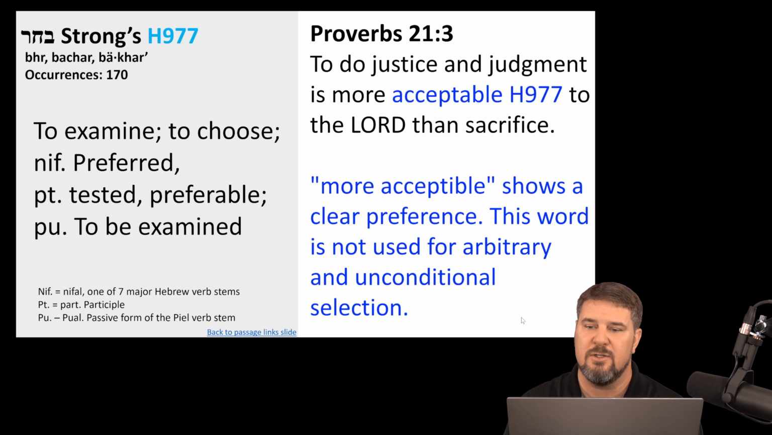Proverbs 21:3, to do justice and judgment is more acceptable to the Lord than sacrifice. So sometimes the same Hebrew word, H977 bahar, shows up as something that's more acceptable. That's not arbitrary and unconditional. It meets a value judgment that is deemed to be better or higher than something else. So this shows a clear preference. The word is not used for arbitrary and unconditional selection.